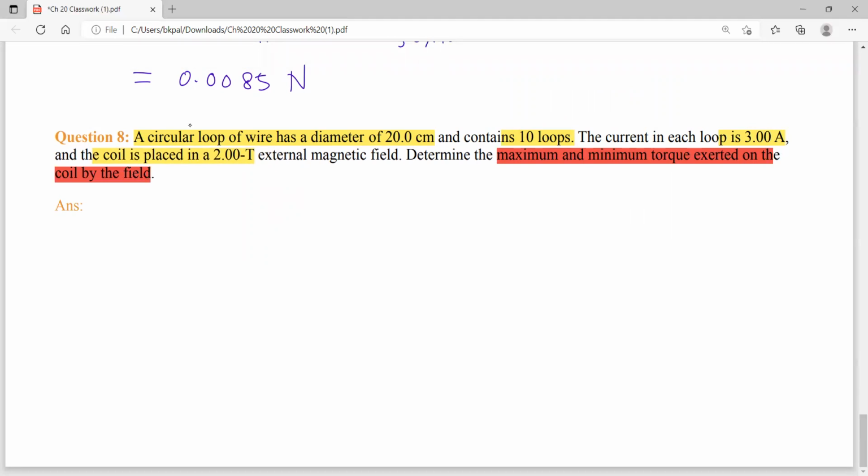Because sine theta is equal to 1 when theta equals 90 degrees, the maximum torque we will get is when theta equals 90 degrees, and the minimum torque we will get is when sine theta equals 0. That means when theta equals 0 degrees.